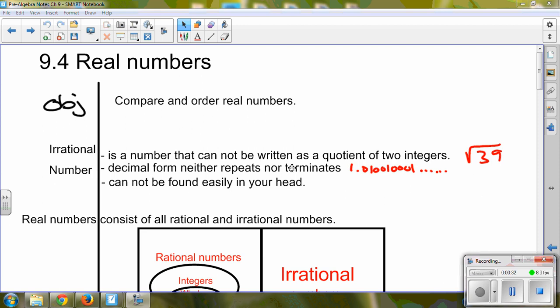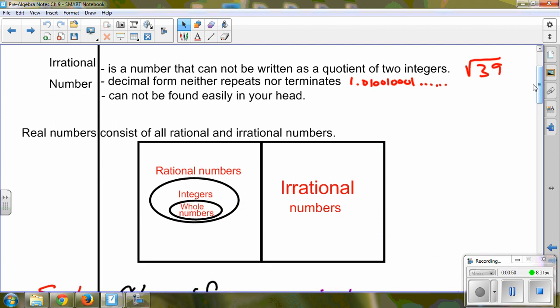Decimal form neither repeats nor terminates. So here we have 1.01001001001, and then the dots that mean it keeps going on forever. So we do have a pattern, but it's not a repeating pattern. So that means it's an irrational number. Anything else would be considered a rational number.